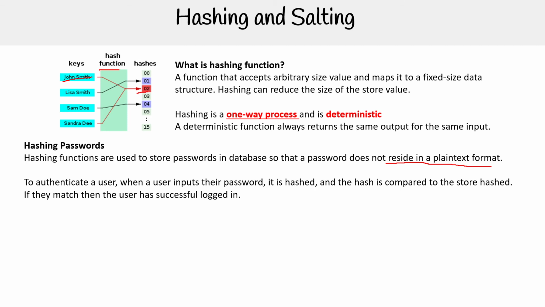The hashed values. And so popular hashing functions are MD5, SHA-256, and bcrypt. Bcrypt is pretty popular. That's what everyone uses because it's very long and good.